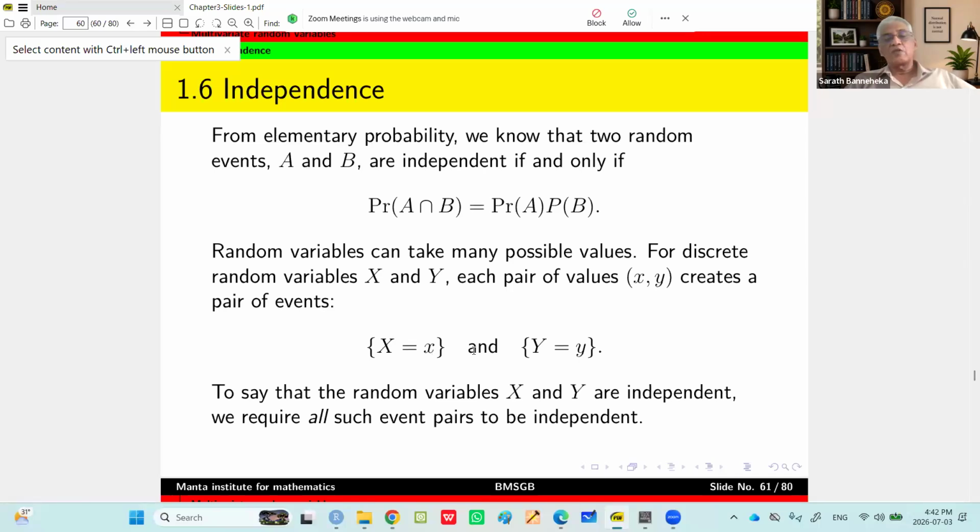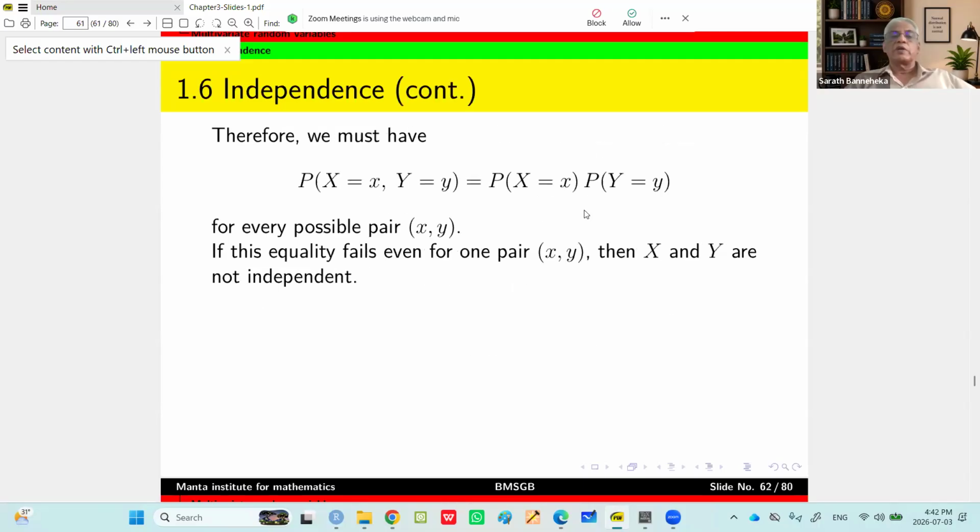So we say two random variables X and Y are independent if the probability that X equal to simple x and Y equal to simple y is equal to the probability that X equal to simple x times the probability Y equal to simple y, like this for all possible pairs of x and y. If this condition is not satisfied for at least one pair of x, y, then X and Y are not independent.